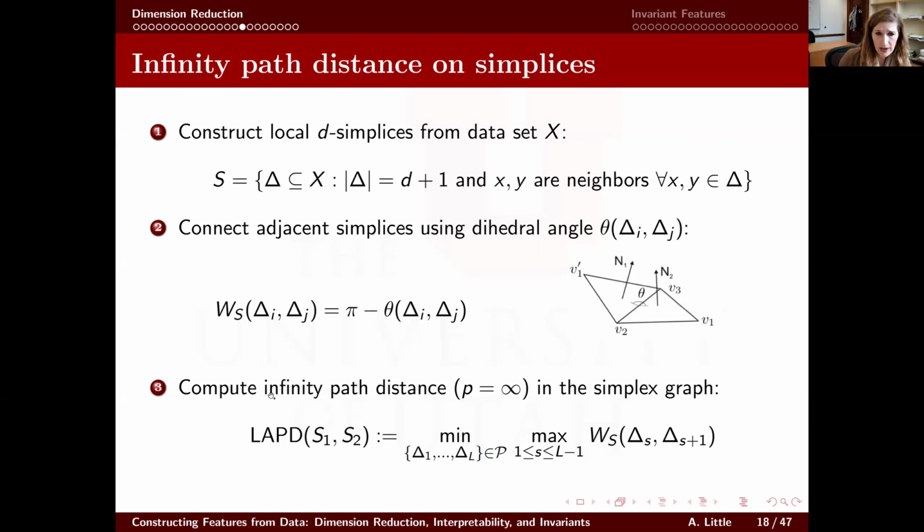And then we're going to compute an infinity path distance in this simplex graph. So it's the same metric that I showed you in the beginning, but we're taking p to infinity, and we're really measuring the length of any path as the worst angle encountered along the path.